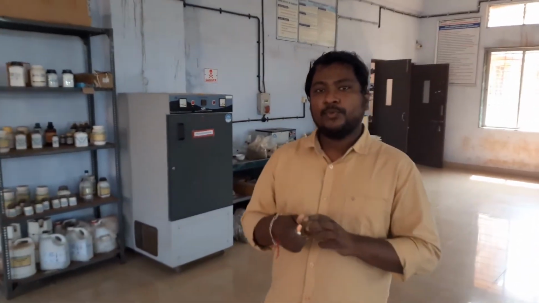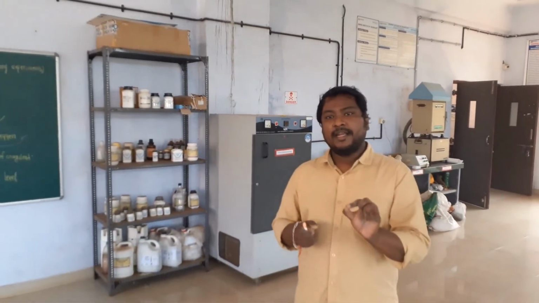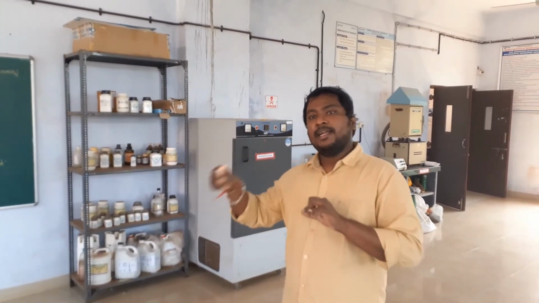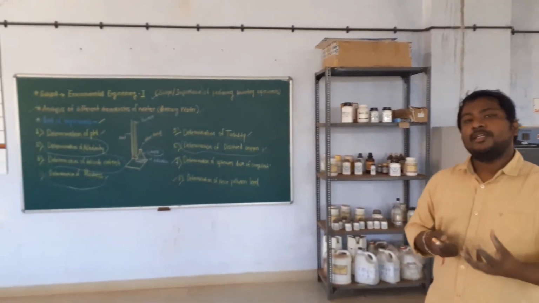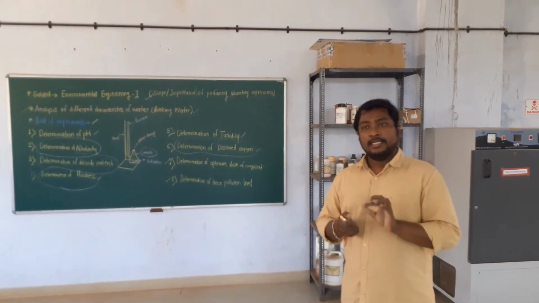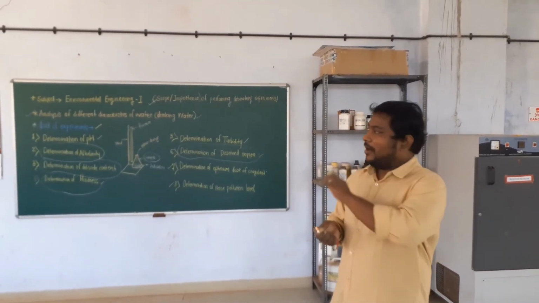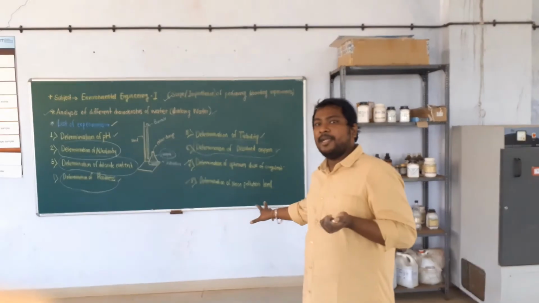Similarly, there are different BIS codes, IS codes, and CPCB and MPCB manuals, and CPHEEO manuals. These are the agencies working in the field of water supply and wastewater engineering. We take that manual reference and compare all our readings with the corresponding values in the IS code, and then we give the final judgment on whether your water is suitable for drinking or not.